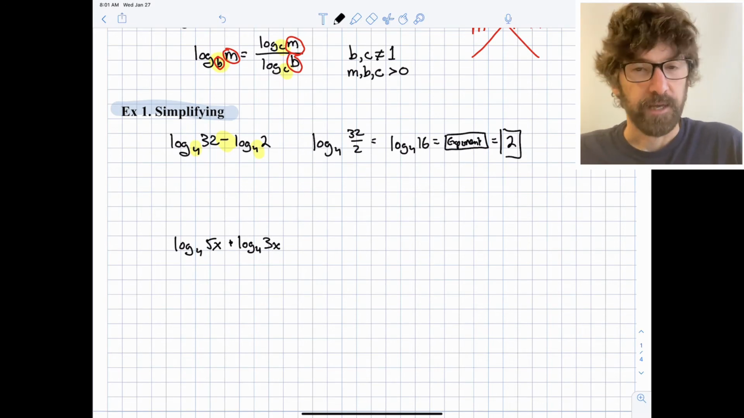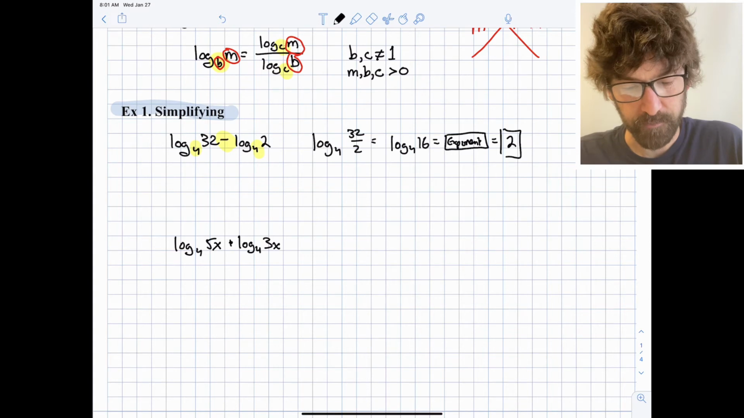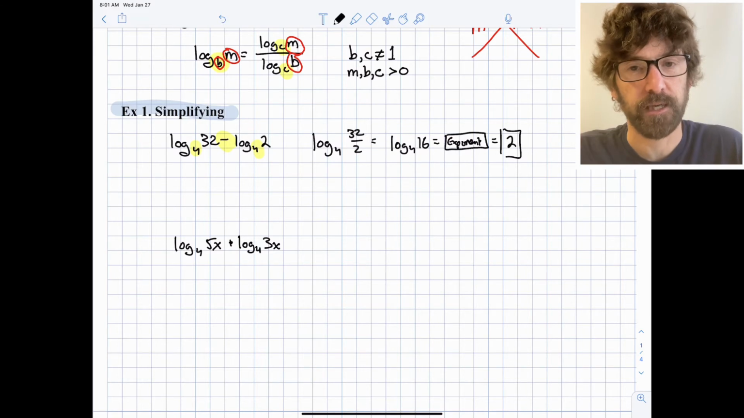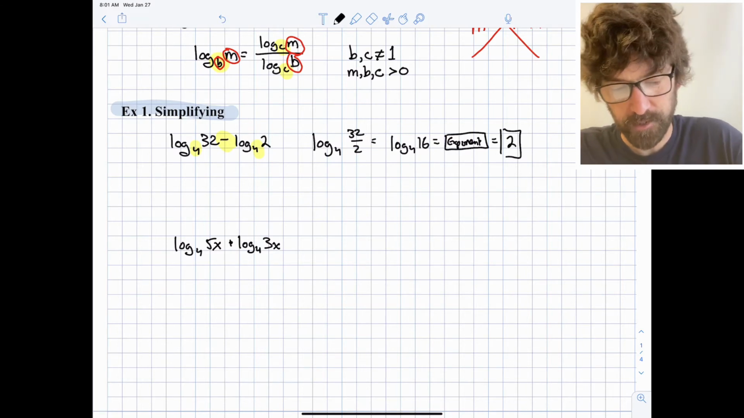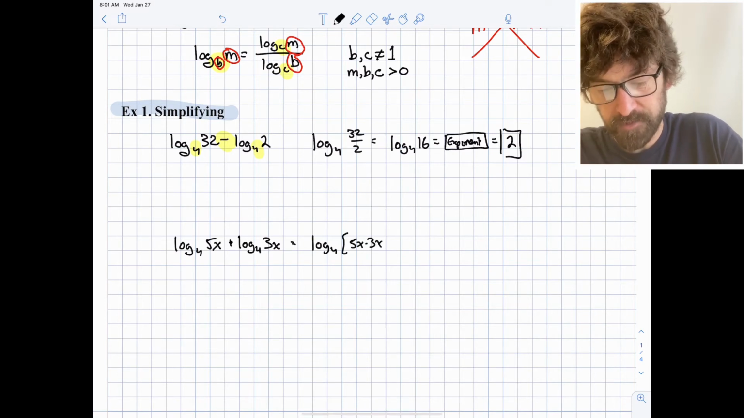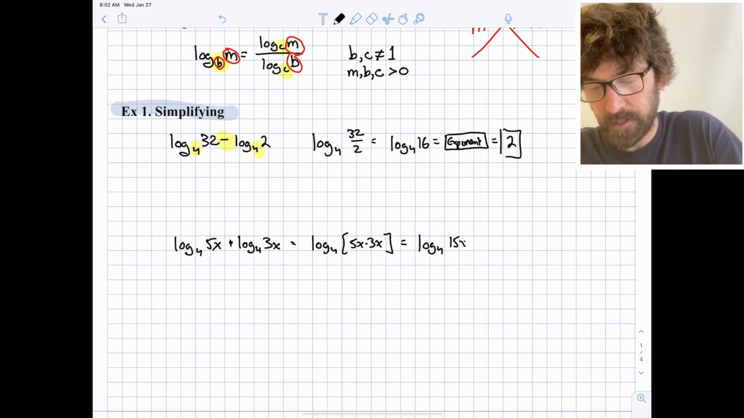In some cases, we have a variable in our expression and we can't fully simplify to a particular number, but we can still apply our log properties. So in this next example, we have the sum of two logs, and that's going to equal the log of a product. So this will equal log base 4 of 5x times 3x. And we can keep going with that. That would be log base 4 of 15x squared.